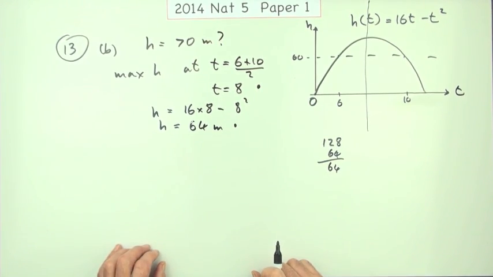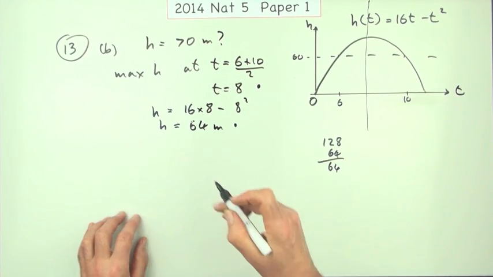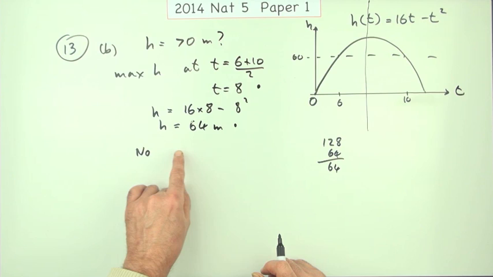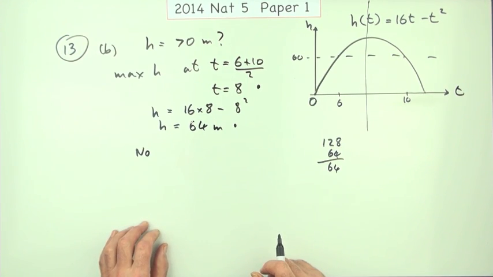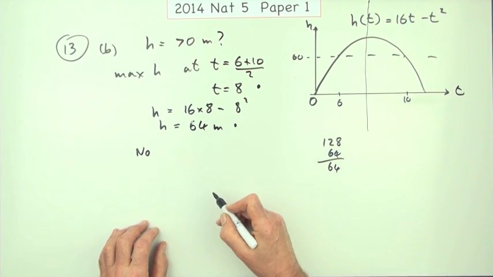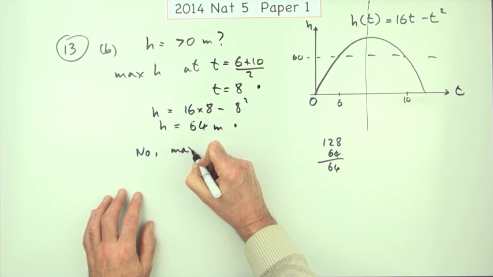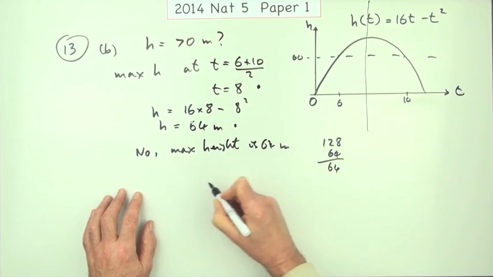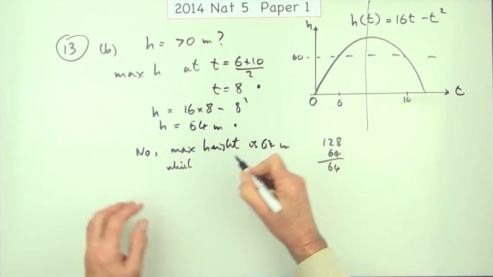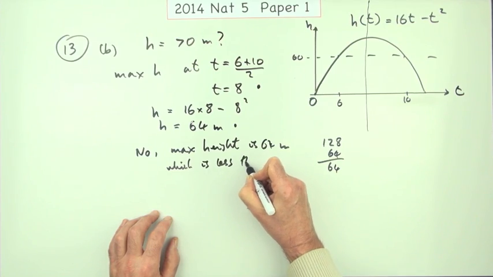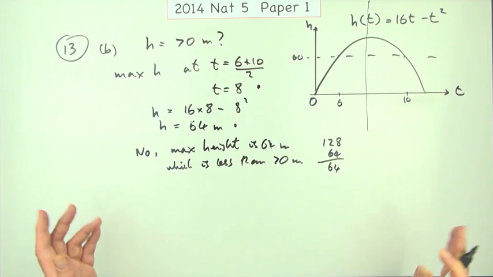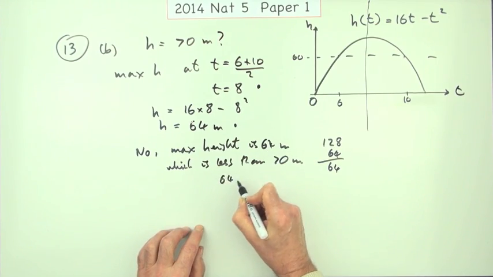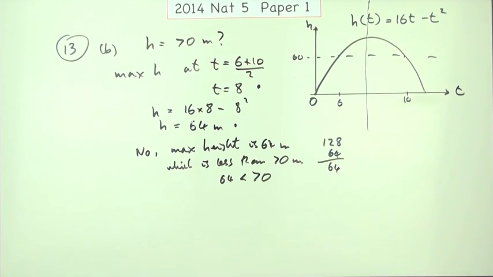And then making the statement, would it ever reach 70 metres? So the answer is no. But you can't just write no on its own. You'd have to put down a comparison, or they say an implied comparison. The maximum height is 64 metres, and then stating the obvious, which is less than 70 metres, for instance. Or maybe you could abbreviate that part as maximum height is 64, and then just say 64 is less than 70, instead of writing the words.